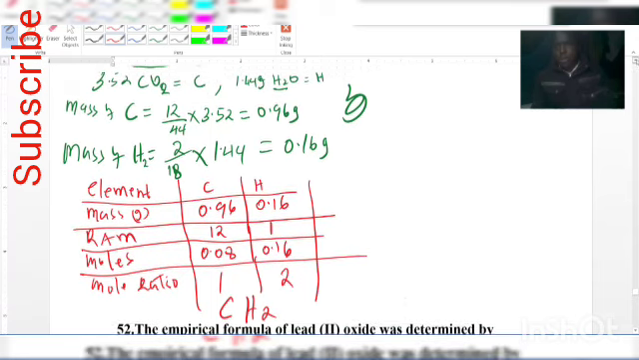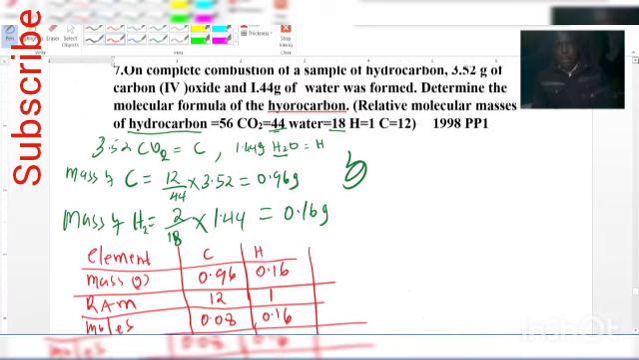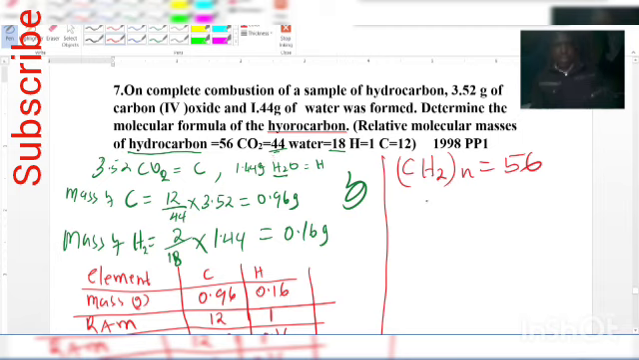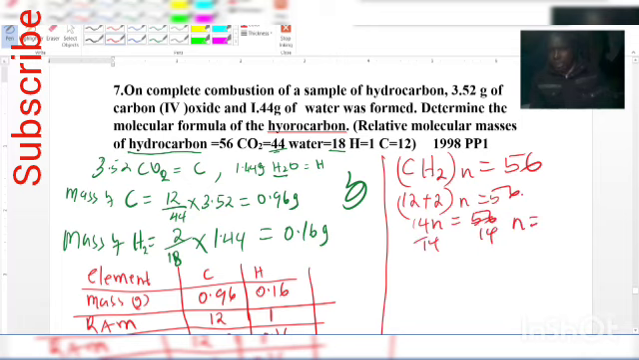But the question was asking us to calculate the molecular formula. You can see here, determine the molecular formula. So now we have the empirical formula. CH2 times N will give us 56, the molecular mass we were given in the upper part. The molecular mass is 56. So this is 12 plus 2 hydrogen, that is 2. So 14N is equal to 56, N is 56 divided by 14. So N is equal to 4.